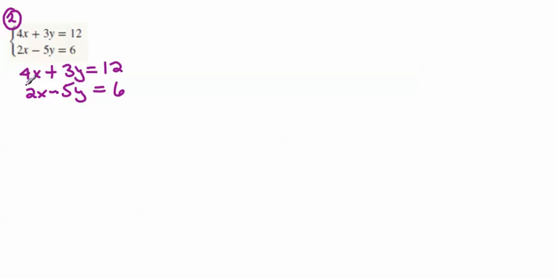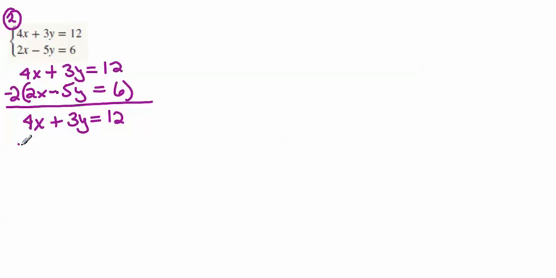Okay, so if I multiply this second equation by -2, that's going to give me a -4x here, and I can combine these two and the x term would disappear. So I'm going to rewrite the first equation, 4x plus 3y is equal to 12. And now I'm going to multiply the second equation by -2. Okay, multiply everything in the second equation by -2.